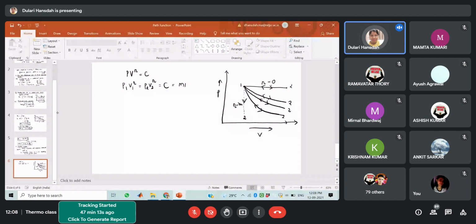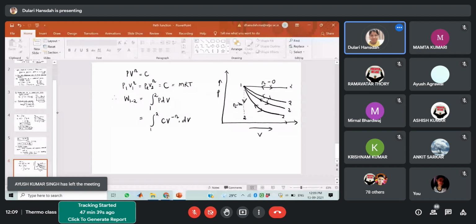Here also, instead of P, I can write C upon V to the power n. So that is C V to the power minus n multiplied with dV. So we have to find out this integration. This integration will look like this: C multiplied with V2 to the power minus n plus 1 minus V1 to the power minus n plus 1, upon minus n plus 1.